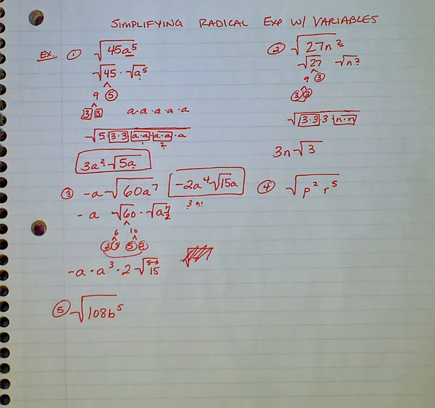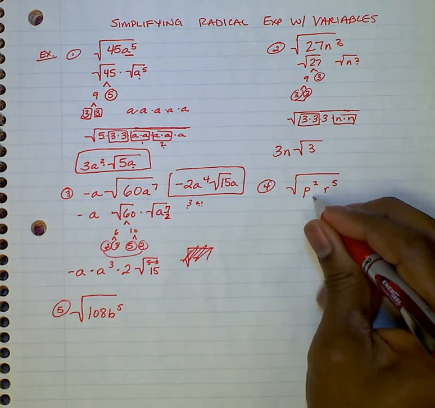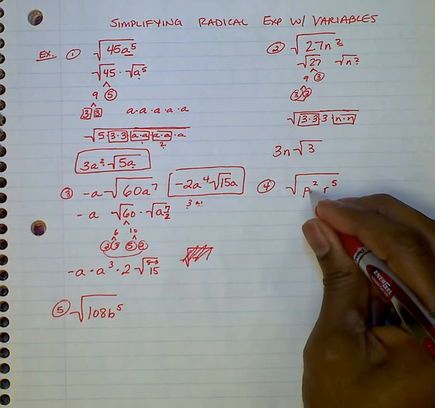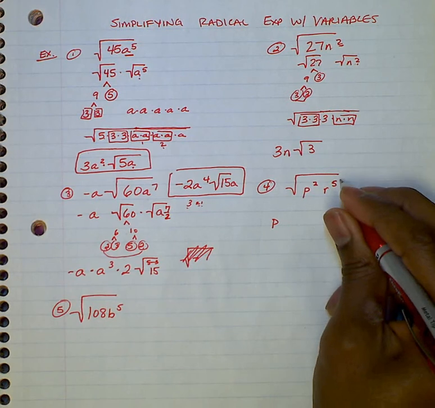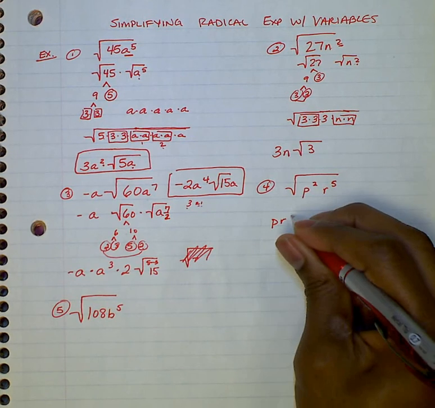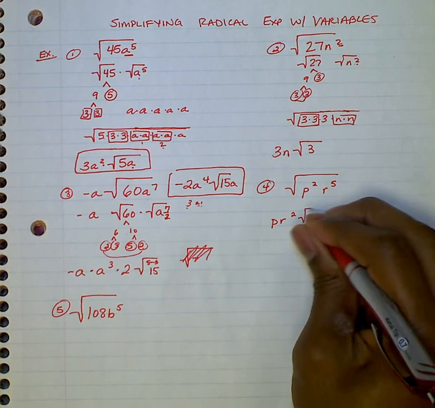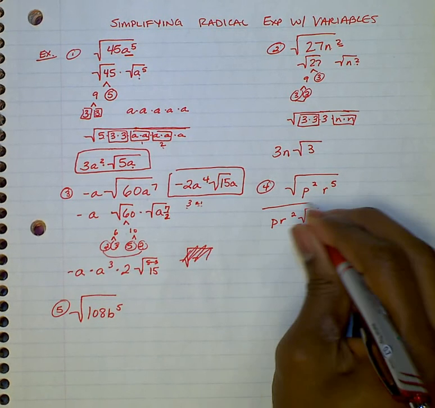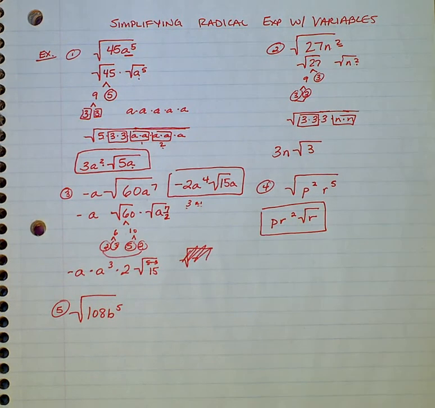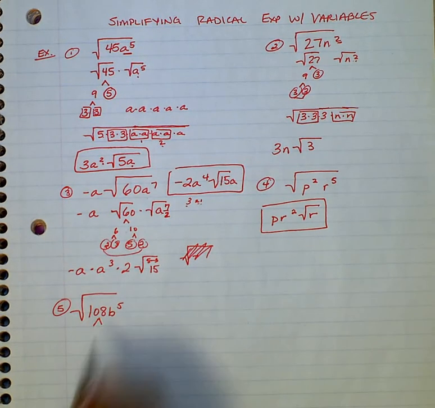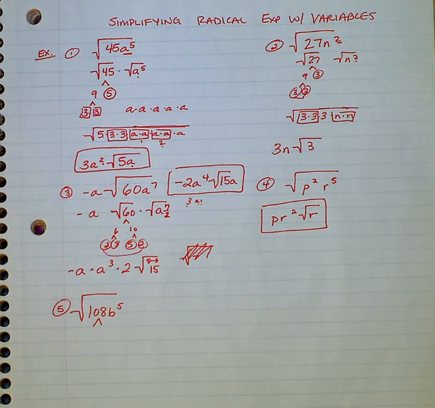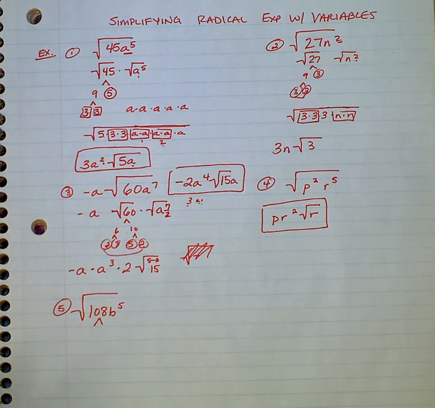Number 4, both variables, p squared divided by 2 gives me p. r to the 5th divided by 2 gives me r squared, and there's 1 left over. That was easy. Last one. You try this one on your own, bring it back to me, and we'll see how you do. See ya.